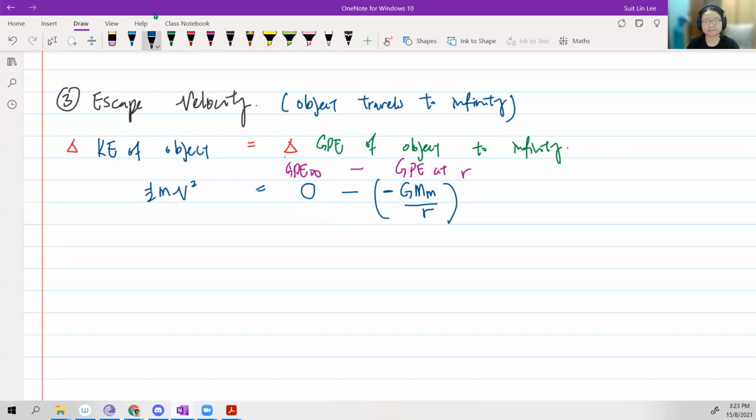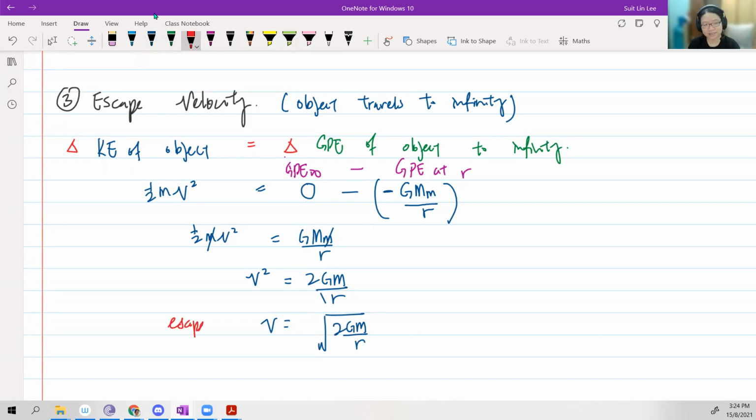Okay, also we can, I guess, do a bit of cosmetic work. Half mv squared is G capital M small m over r. This m can cancel away, and you are left with v squared is equal to 2GM over r. Or v is square root of 2GM over r. This is known as the escape velocity.